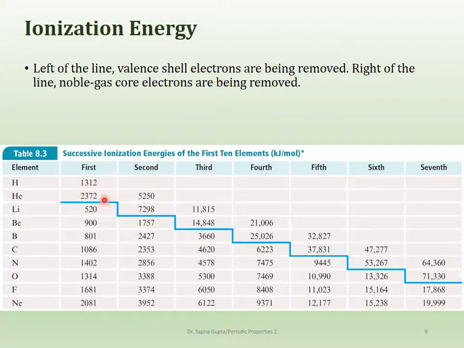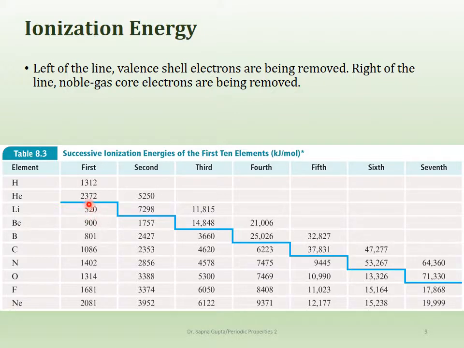It is easier to remove the first one because the effective nuclear charge for the first one is not as much as it would be for the second one. By the time you get to that one, the electron is actually being pulled by two protons, whereas in the first ionization energy, you had two electrons and two protons. And so the effective nuclear charge for the second ionization energy is way more than the first one. Therefore, it takes a lot more energy to remove the second electron.